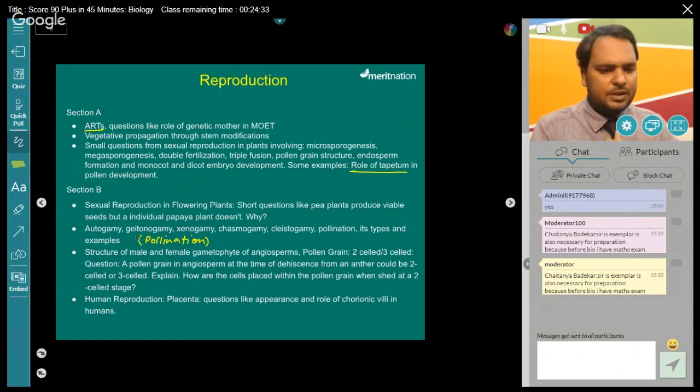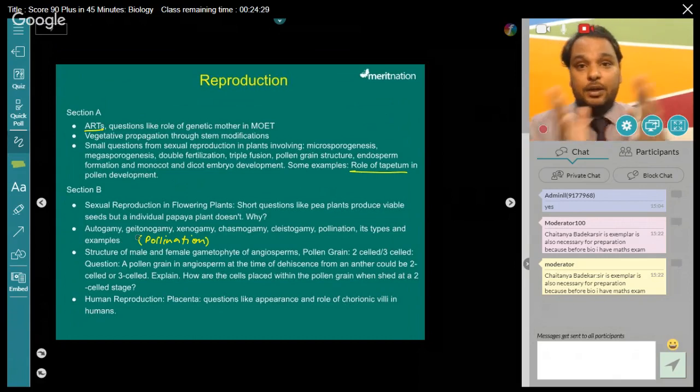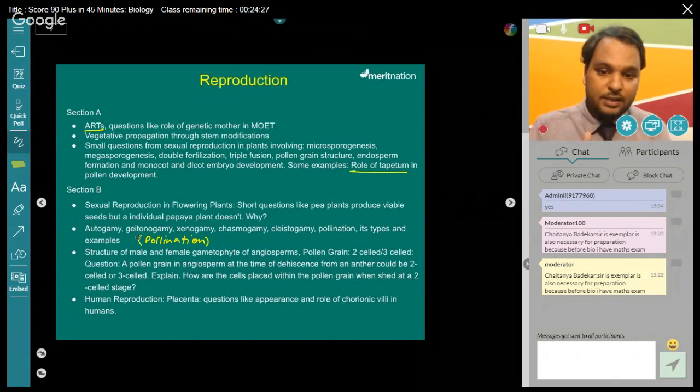What is autogamy? What is geitonogamy? What is xenogamy? So this is simply what is self-pollination, what is cross-pollination. Do understand that. And for example, cleistogamy, in which sometimes they ask what are the properties that are favored for self-pollination or cross-pollination. You should know that. Okay.